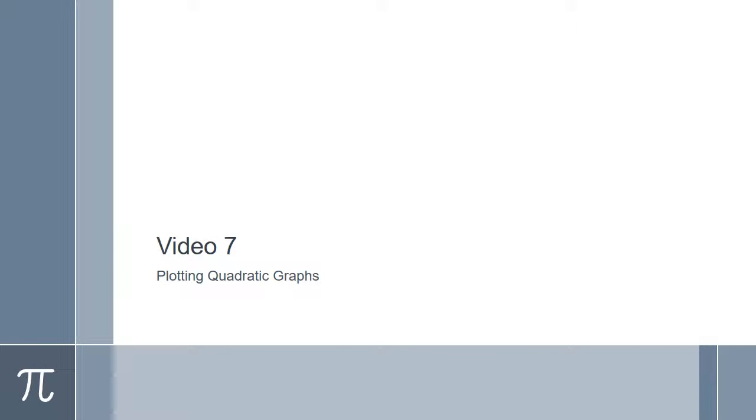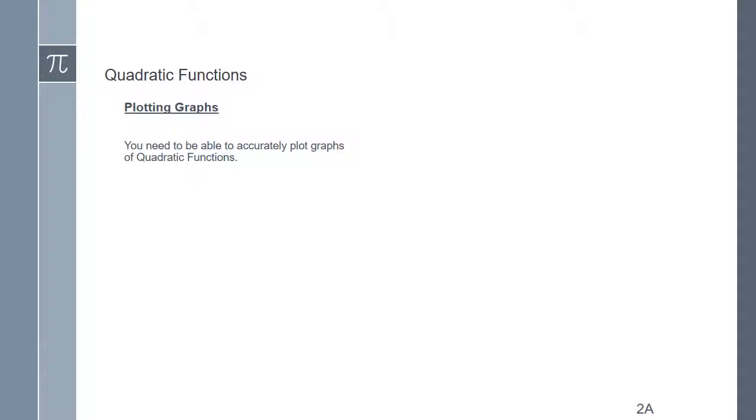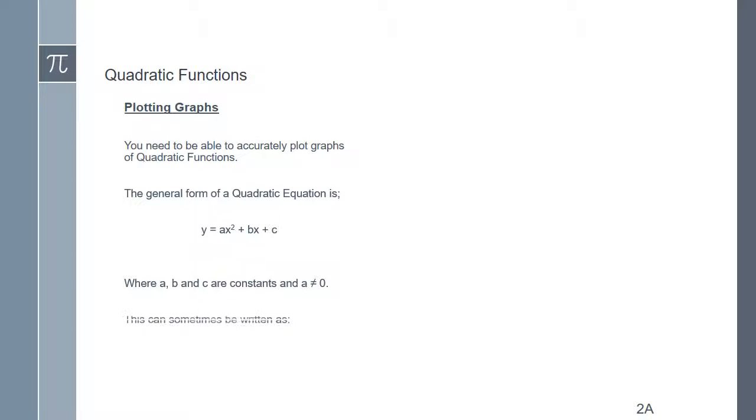Plotting quadratic graphs. We need to be able to accurately plot graphs of quadratic functions. The general form of a quadratic equation is y equals ax squared plus bx plus c, where a, b and c are constants and where a is not equal to 0.